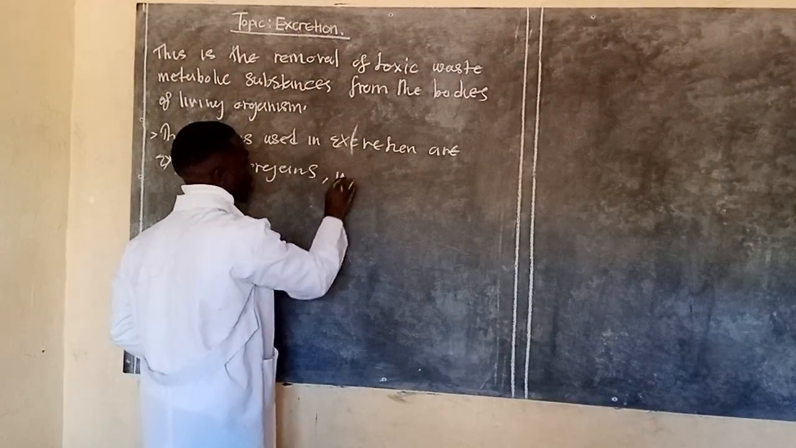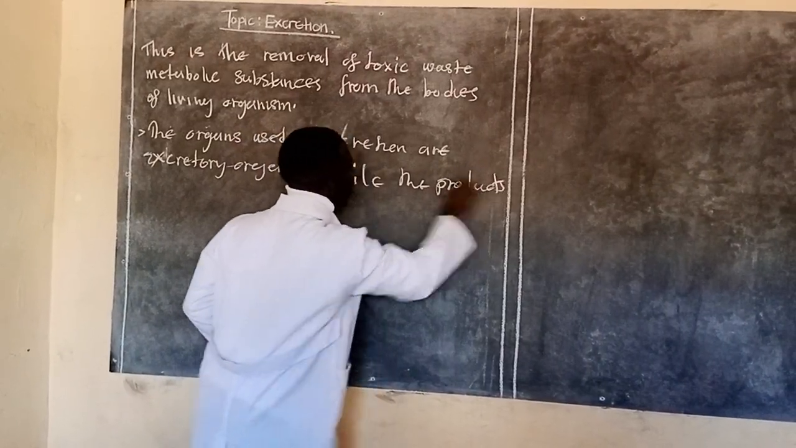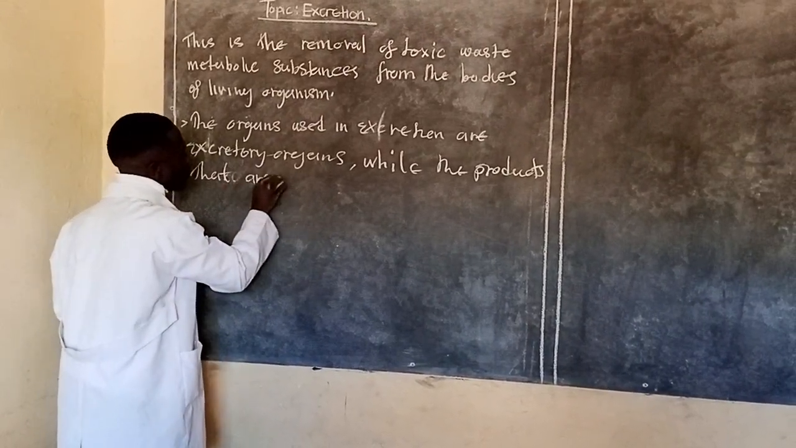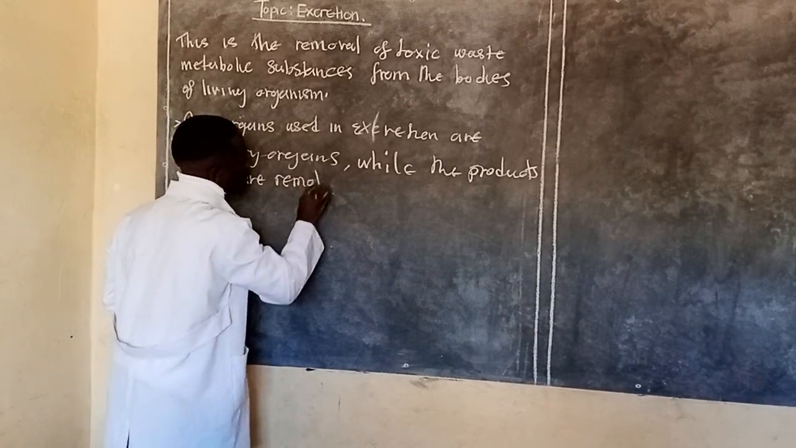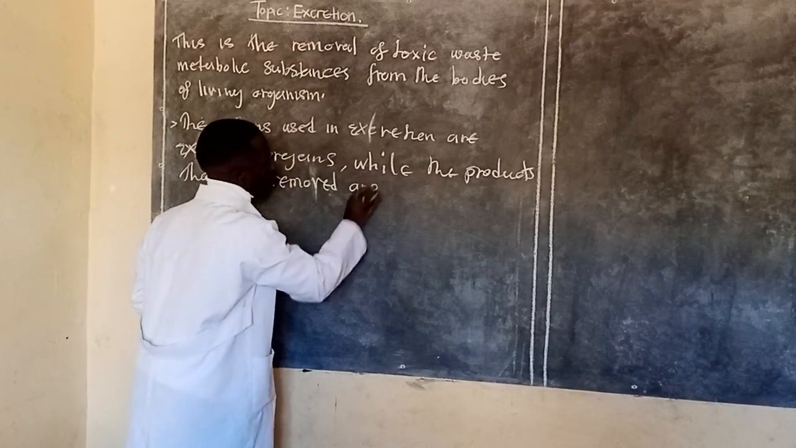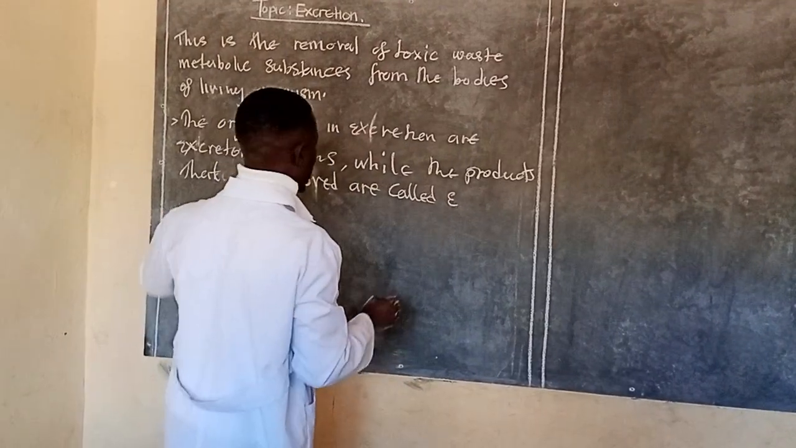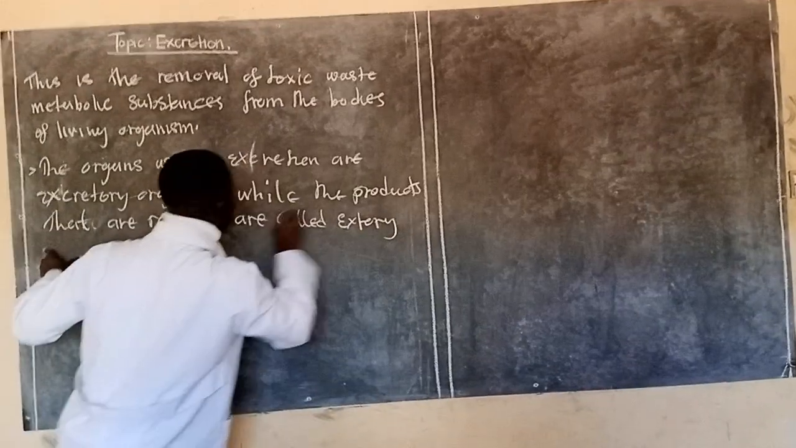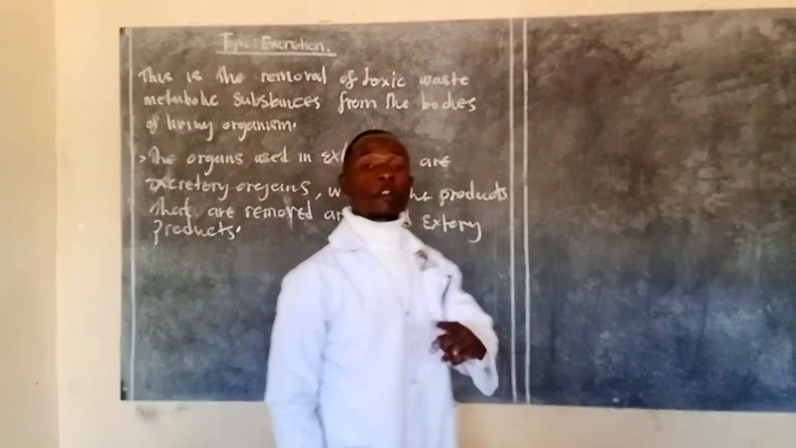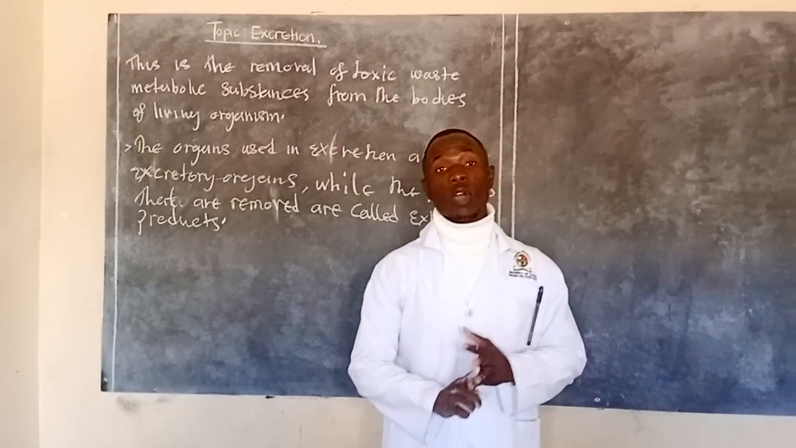The products that are being removed are what we call the excretory products. The products that are removed are called excretory products. Now, what are the organs that are used in excretion? Number 1, we have the skin. We have the lungs. We have the liver.